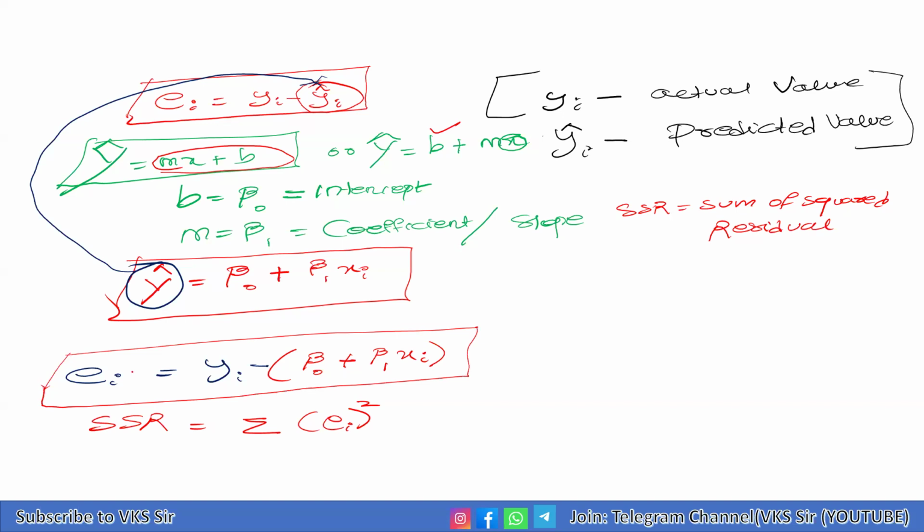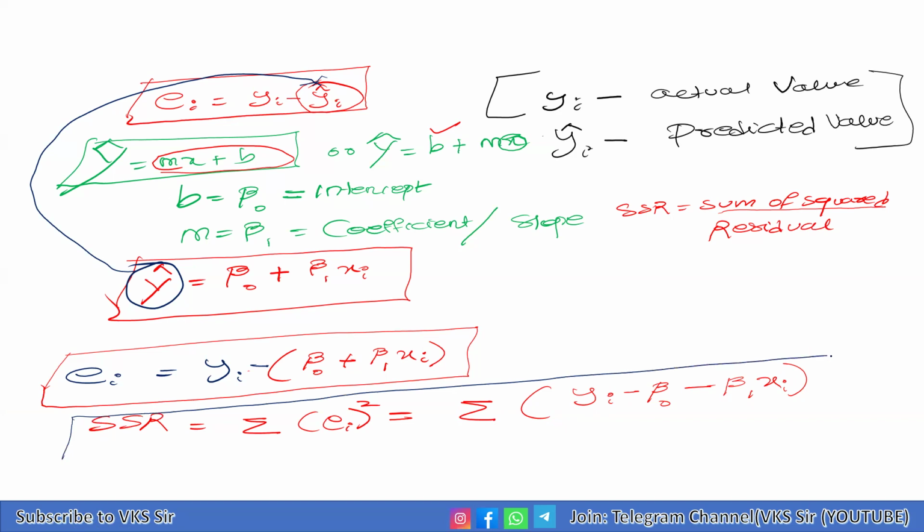So we are going to take the sum of squares, so I'm just squaring this part. Again, the sum of whatever is written here: the actual value minus, let's open the bracket, beta naught plus beta 1 xi, and this whole thing will be squared. So this one is the SSR, meaning sum of square residual. Finally, we write it.